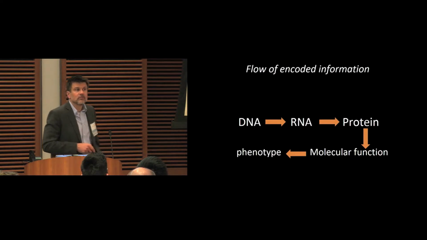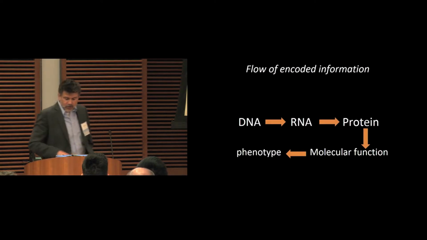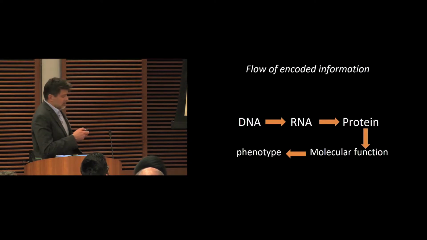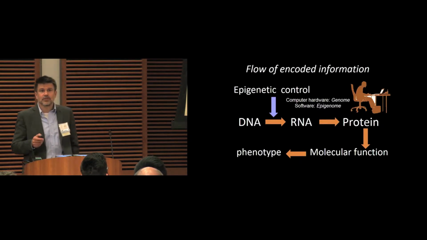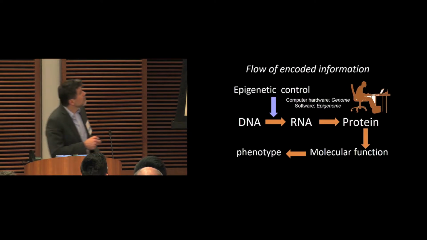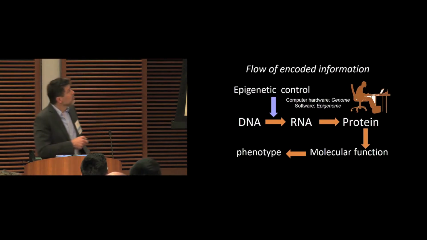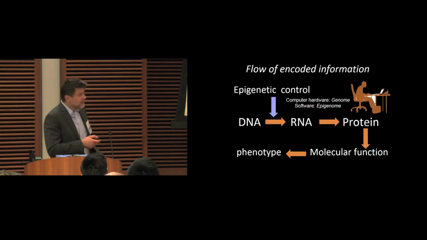Protein, enzymes, and other proteins perform molecular functions which can lead to observable phenotypes. Now, we generally believe that epigenetic information is impinging at this step, the decision of which genes to express. Okay? And I like to think about it as an analogy to computer hardware and software, where the genome is really the hardware. There's not much you can do about that, although there are improvements to potentially genetic therapy.